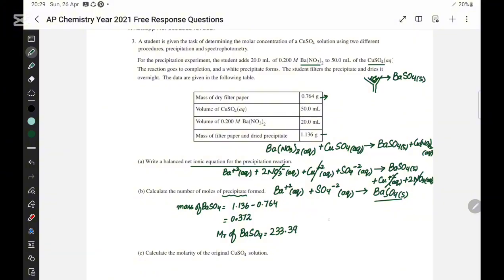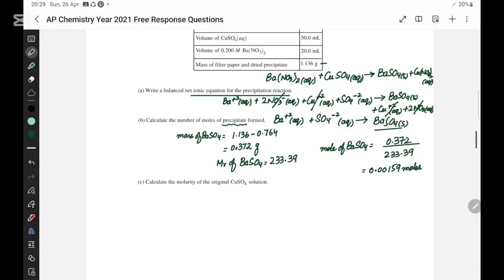And moles of barium sulfate, we are going to use the formula mass over molar mass. Mass is 0.372 grams, and Mr is going to be 233.39, and moles of barium sulfate comes out to be 0.00159 moles.